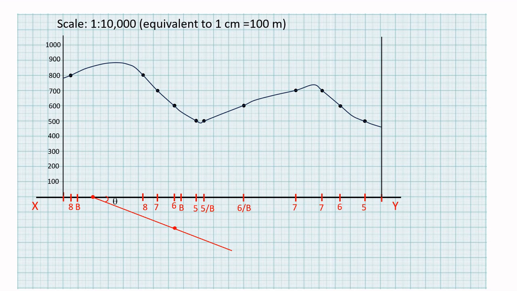Now project the positions of the bedding planes marked as B on the XY line onto the profile. Using a scale, draw lines representing the bedding planes parallel to the lines representing the dip angle, this line. Make sure to connect corresponding bedding plane points.